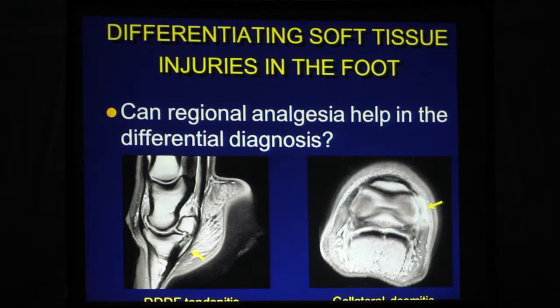Okay, so now we know the two most common soft tissue injuries in the foot are deep distal flexor tendonitis and collateral desmopathy of the coffin joint, distal phalangeal joint. So can we distinguish between those two?